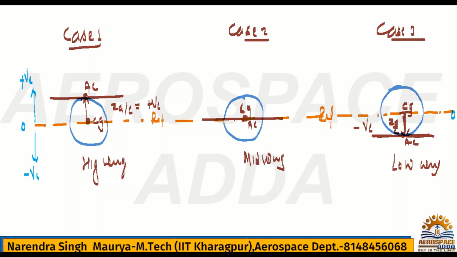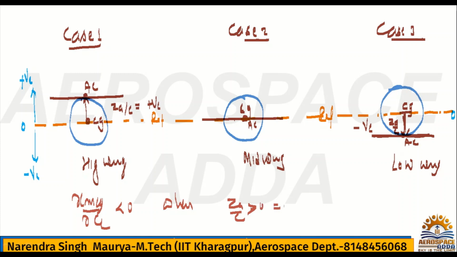Okay, now the point is, if ZA by C is positive, then to make ∂CM_CG by ∂CL negative, ∂CM_CG by ∂CL will be negative when ZA by C is positive. So it's very clear. In this case, which is the high wing, only ZA by C is positive, and for the high wing only we will have ∂CM_CG by ∂CL negative. What about mid wing?